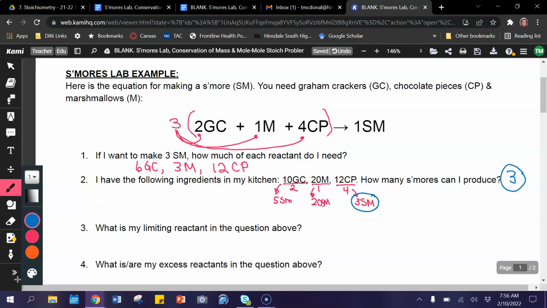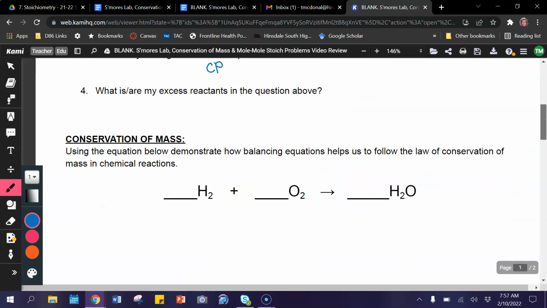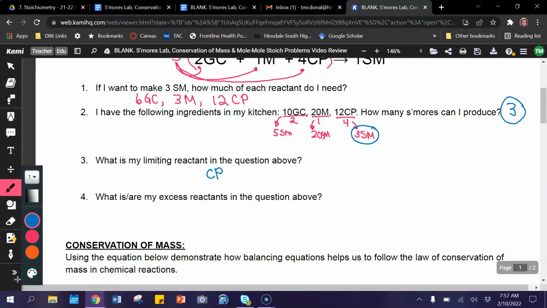My limiting reactant then here are my chocolate pieces, because they are the ones that are going to limit the amount of product that I can make. If I make 3 s'mores, that means I'm going to have extra graham crackers and extra marshmallows. These are my excess reactants.